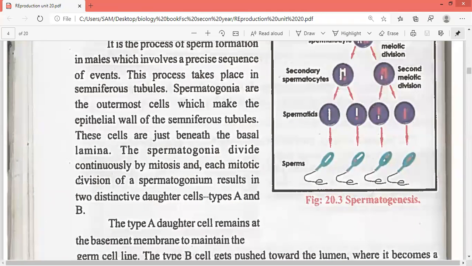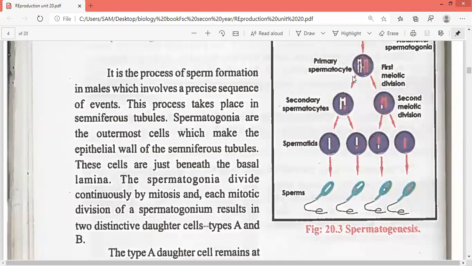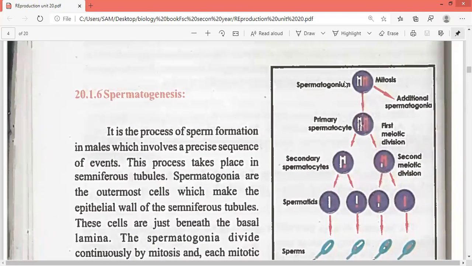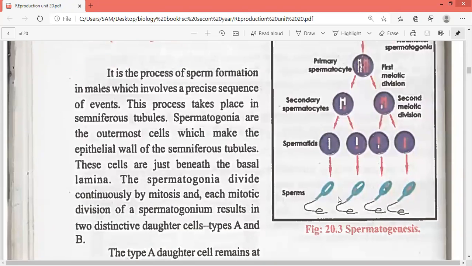The spermatogonia divide continuously by mitosis. Firstly, it divides by mitosis. There is mitotic division in the spermatogonium. Then there is the primary spermatocyte. Then there is the first meiotic division. Then there is the secondary spermatocyte. And this secondary spermatocyte divides by meiosis and gives rise to four spermatids. Now these spermatids will form the sperm in case of the male reproductive system.